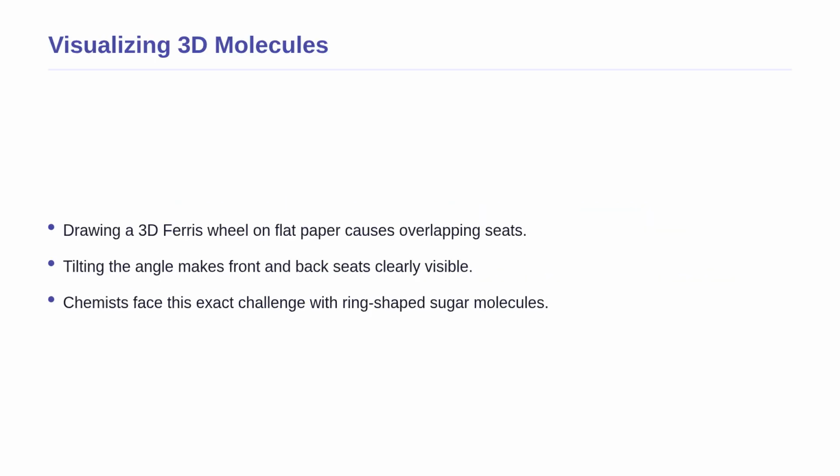To understand why we need this formula, imagine you are trying to draw a complex three-dimensional Ferris wheel on a perfectly flat piece of paper. If you just draw it straight from the front, all the seats overlap. You cannot tell which ones are facing toward you and which are facing away. To fix this, you might draw the Ferris wheel from a slight angle, tilting it so the front seats are clearly visible and the back seats are tucked away. This is exactly the three-dimensional challenge chemists face with ring-shaped sugar molecules.